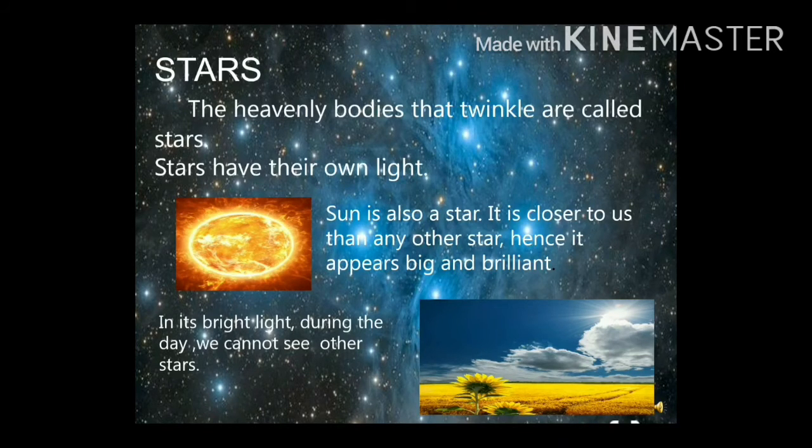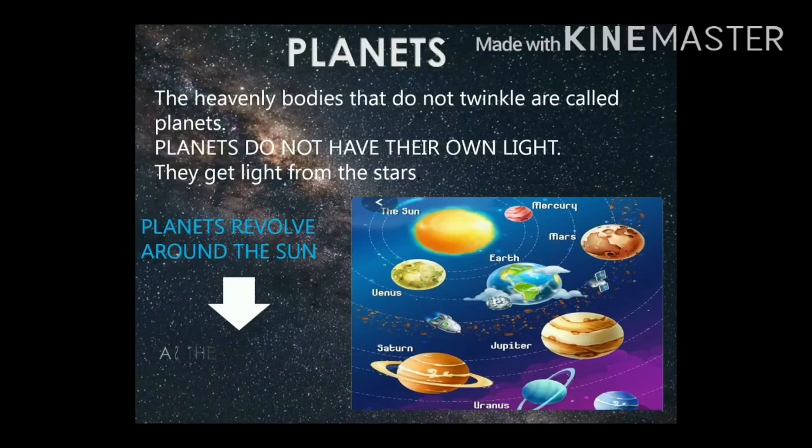Now we have seen that sun is a star. Then in our solar system, sun is there, planets are also there. I will introduce you to what is meant by planets. We have seen what is meant by stars and heavenly bodies, but now we are going to see what is meant by planets.